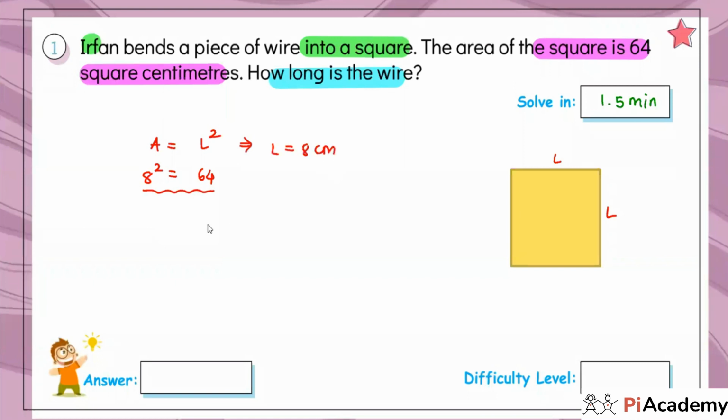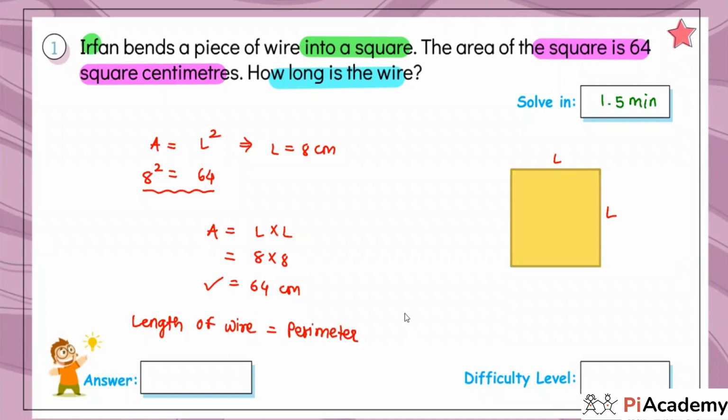Because as you can see here, area formula is what? Length times length. And if we verify, then also we are getting the same answer, right? 8 times 8, that is 64 centimeters square. This is just one length of this square. Now they are asking the length of the wire, okay. So for this, what we are going to do, length of wire, that is nothing but what? Perimeter of the square, right?